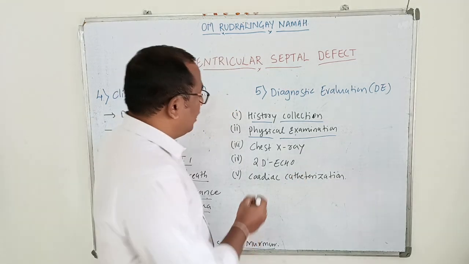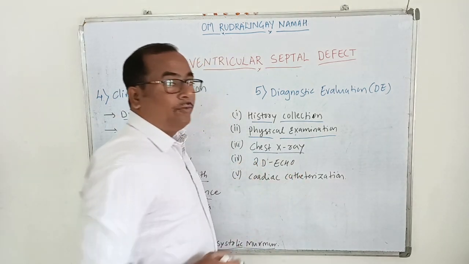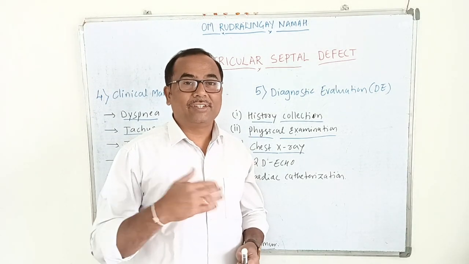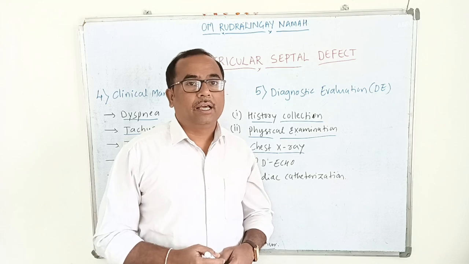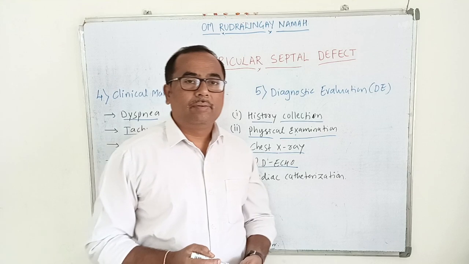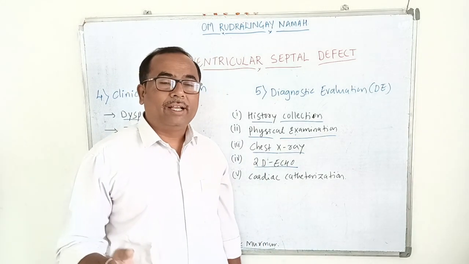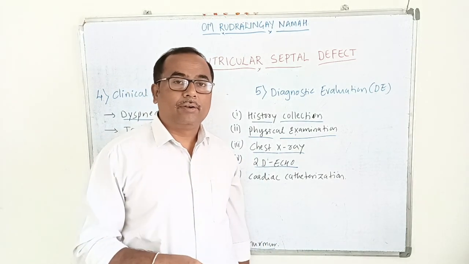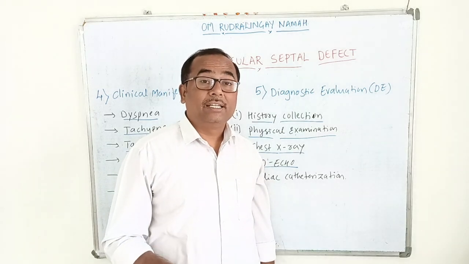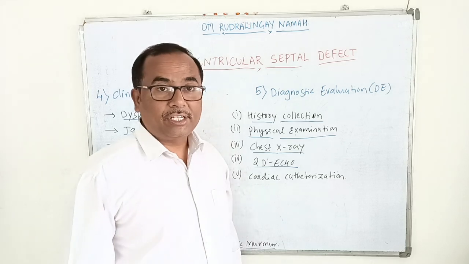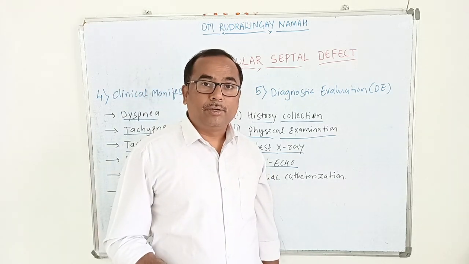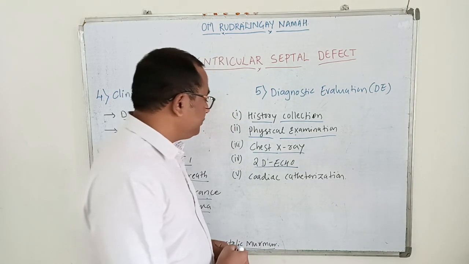Next, when you do a chest x-ray, we can note a right sided heart enlargement. It is because of shunting of blood from the left ventricle to the right ventricle. And when you do a 2D echo, the 2D echo will be able to show the shunting of blood from the left ventricle to the right ventricle, and it also shows decreased cardiac output, that is decreased systolic ejection fraction. Right sided heart enlargement can also be noted by 2D echo.